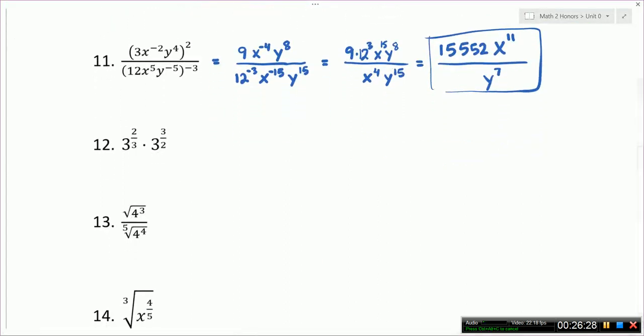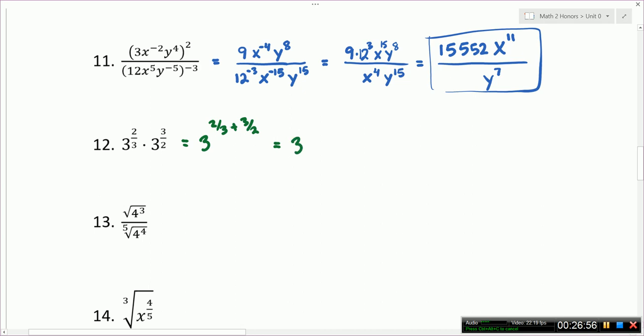Number 12, we're multiplying two exponential expressions. When we multiply, we add the exponents. So this is equal to 3 to the power of 2/3 plus 3/2. When we add fractions, we need a common denominator, which in this case is going to be 6. So I'm going to change our fractions.